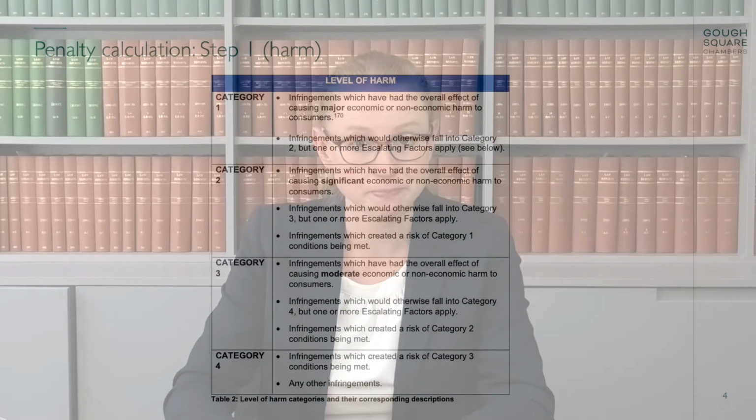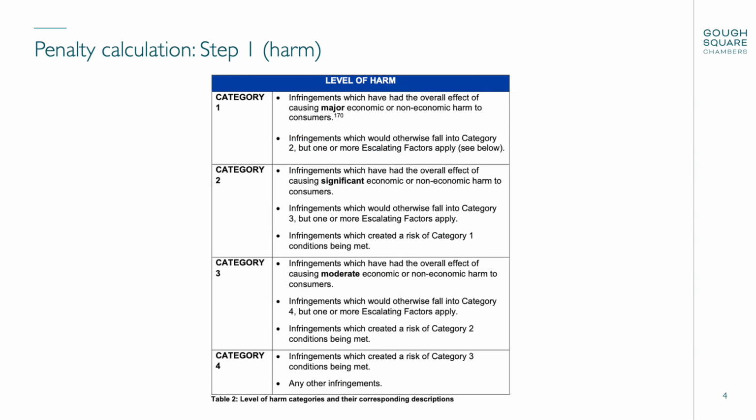So this is determined in the usual way by reference to harm or risk of harm and a party's culpability. You can hopefully see on your screen the 4 different categories of harm, with category 1 being the highest and category 4 being the lowest. We then have a list of escalating factors which may justify moving, at this stage, infringements into a higher category. So these include particular impact on vulnerable consumers, infringements which predominantly involve products of an essential nature, and infringements which have caused an individual consumer to suffer large economic or non-economic losses.